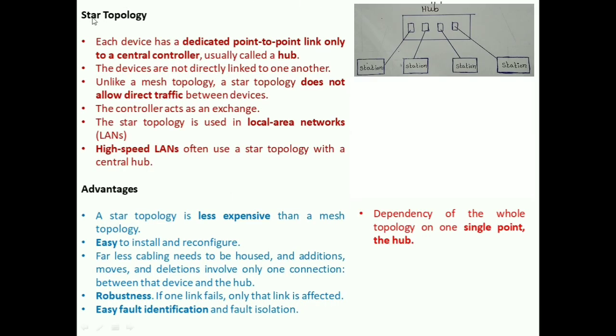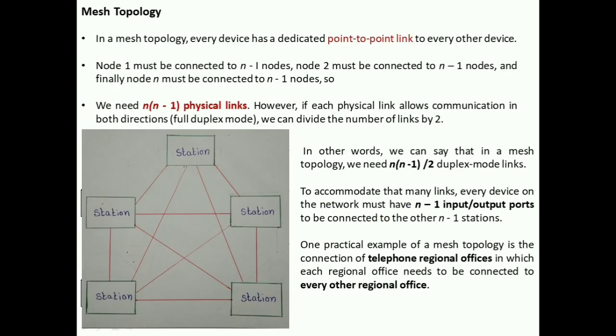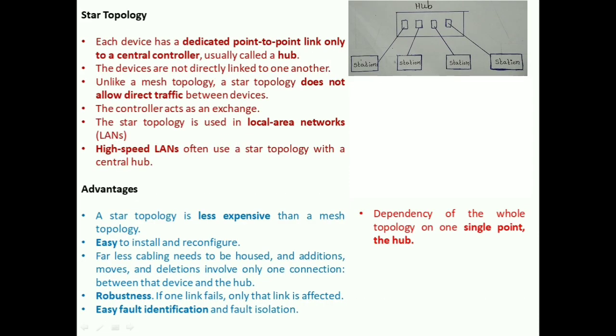The next type of topology is star topology. So here in the star topology, each device has a dedicated point-to-point link only to a central controller. Here if you see, the central controller is also called as a hub, wherein the devices here are not directly connected to each other. So when you compare this topology with the mesh topology, each and every device is connected directly with every other device. But here in star topology, these devices are not directly connected to each other, rather they are connected to the central controller, which is nothing but called as a hub.